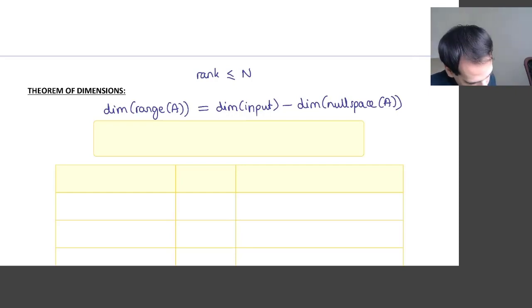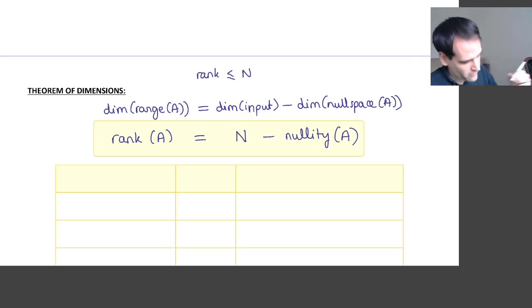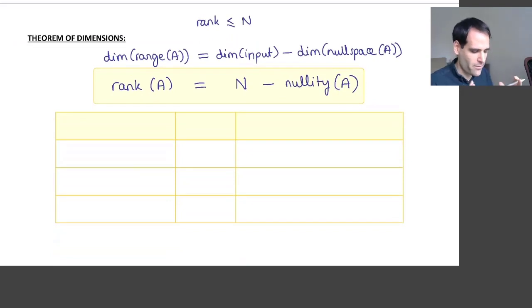Now, since we gave things our own names, the dimension of the range, we said this was called the rank of A. The dimension of the input, we were calling it n, capital N. And the dimension of the null space, we said we were calling that the nullity. Okay. So this is the theorem of dimensions. To summarize all the words and concepts, let me write down this table very quickly.